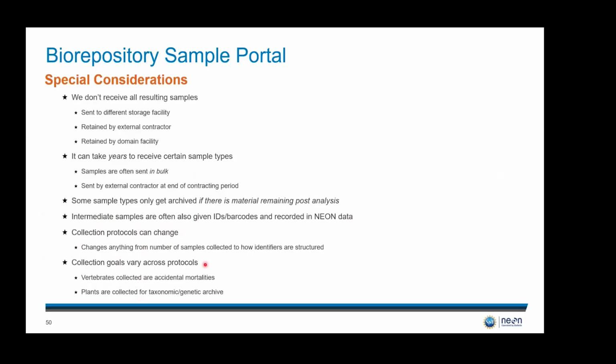And then lastly, collection goals, again, vary across protocols. We're not going out necessarily collecting everything that is at a site, right? For vertebrates, so those small mammals, those herps and those fish, we only collect the accidental mortalities of those specimens, right? Most of those are labeled as occurrences. And then the plants are only collected really opportunistically for taxonomic or genetic archive, right? They're not meant to be a change over time collection. So we just might have whatever the field site deems is good to store for archive for the plants. But that expectation can get a little confusing, I think, to people sometimes.